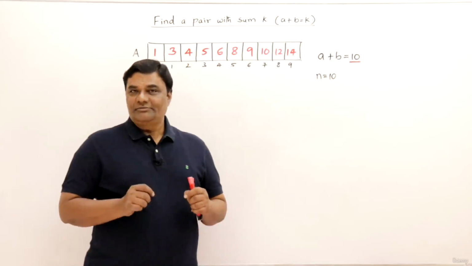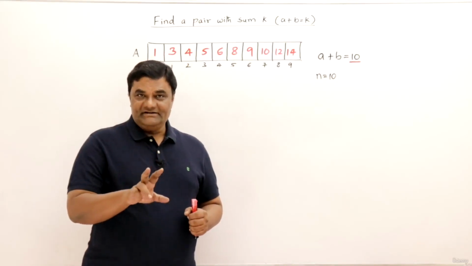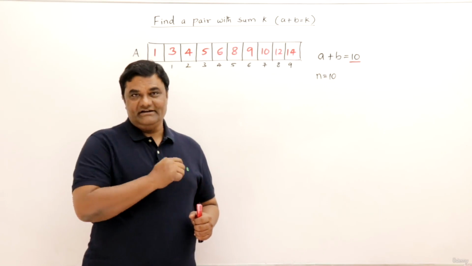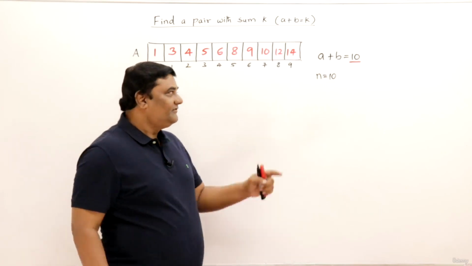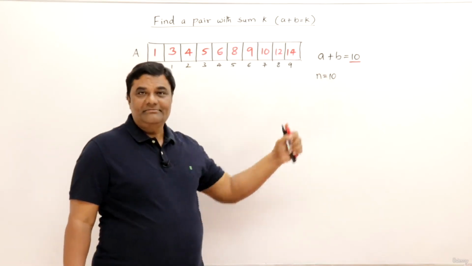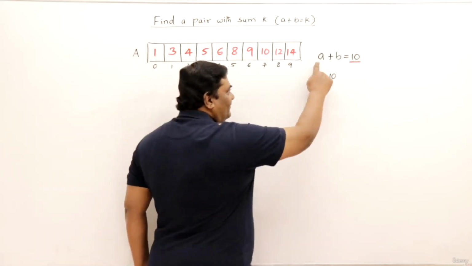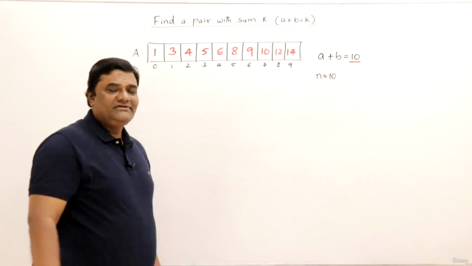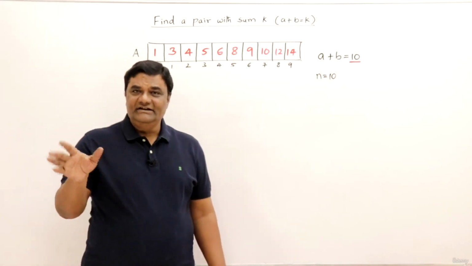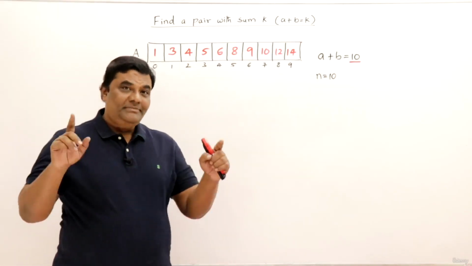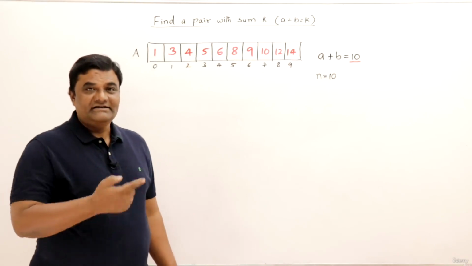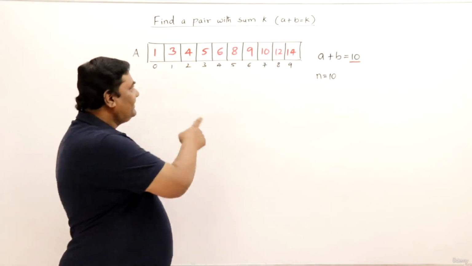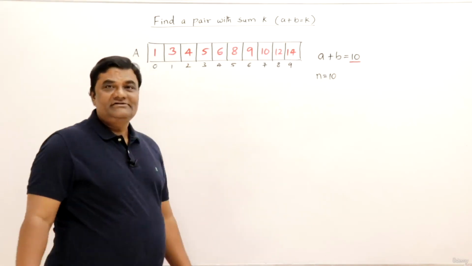In this video, we will solve a problem to find a pair of elements in a sorted array such that their total is equal to a given number, for example 10. We want a pair of elements A and B such that their total is equal to 10. In my example, I have taken 10, it can be anything. For any given number, we have to find out whether a pair of elements exists in an array or not. I already have an array which is sorted.